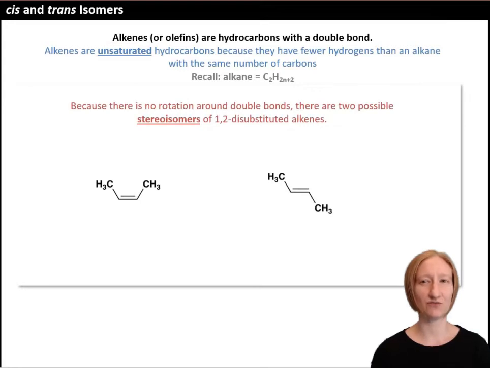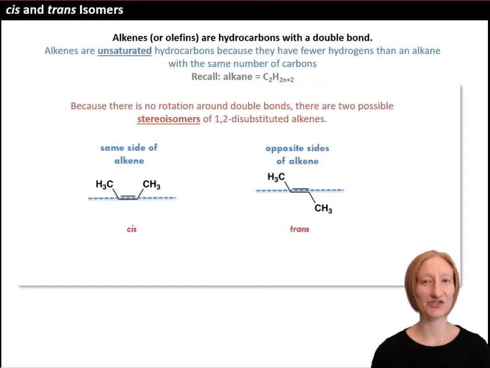And that means that the two methyl groups can be on the same side of the alkene or on opposite sides of the alkene. And when we're referring to the sides of the alkene, we're really imagining drawing a line that follows that pi bond. When the two methyl groups are on the same side of the alkene, this is the cis stereoisomer. And when the two methyl groups are on opposite sides of the alkene, it's the trans stereoisomer.